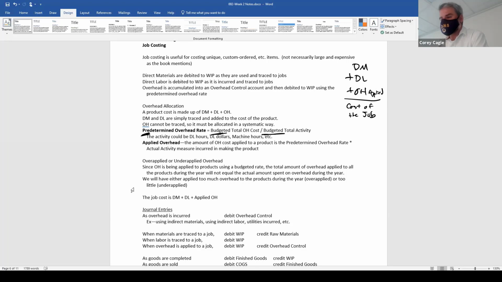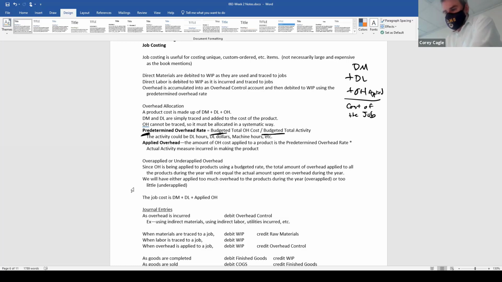And then actual activity will tip us off that we need to apply that overhead rate to the job for every labor hour, for every machine hour if we're more automated, or maybe every direct labor dollar incurred if we've got different levels of skill for our employees. More expensive employees working on a job might tip us off that we need more overhead there. Whatever the problem tells you.